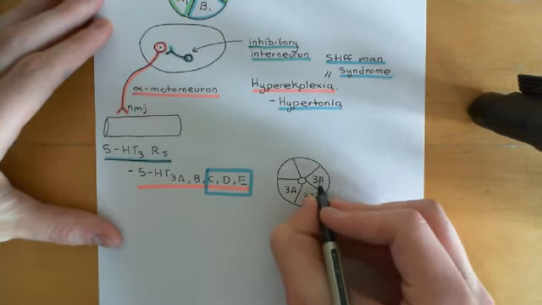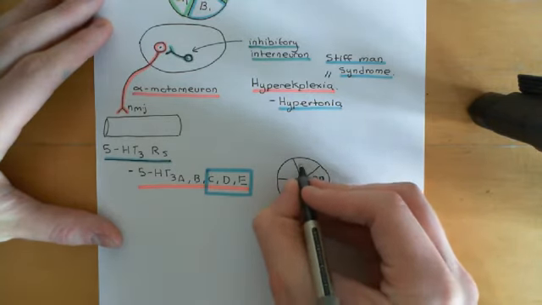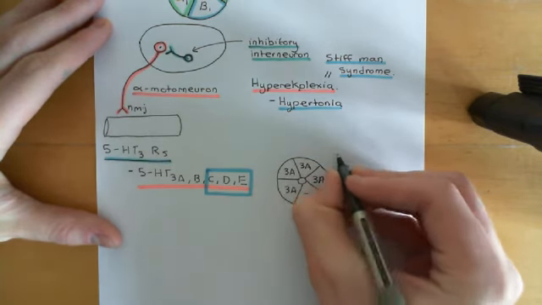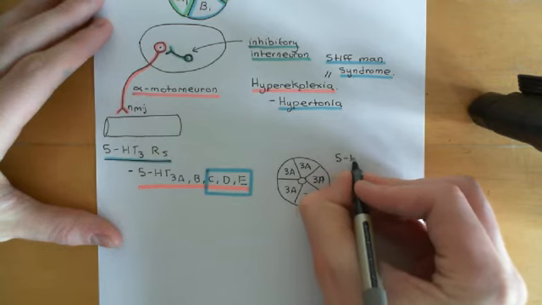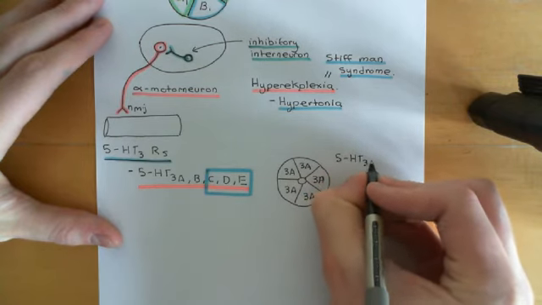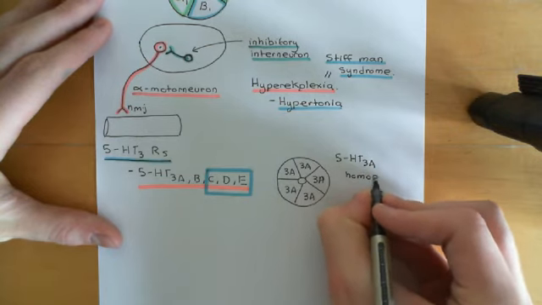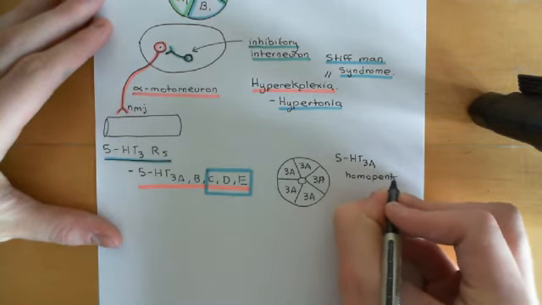Whoops, what have I done? I can turn that into an A. 3A here and 3A here. So this is what we would call a 5-HT3A homopentamer, and it's known that these things exist and that they're important.